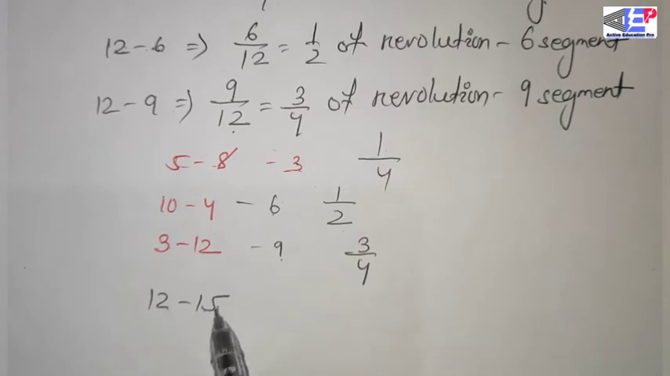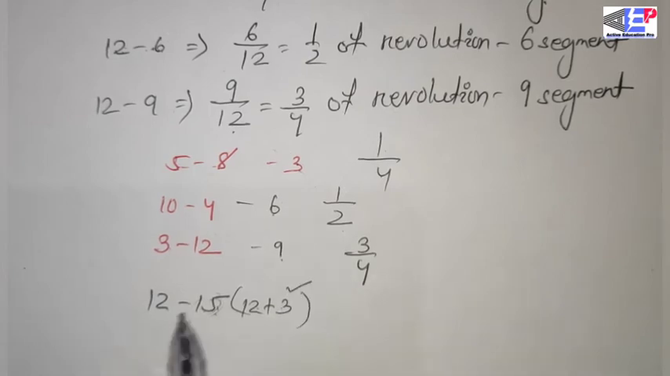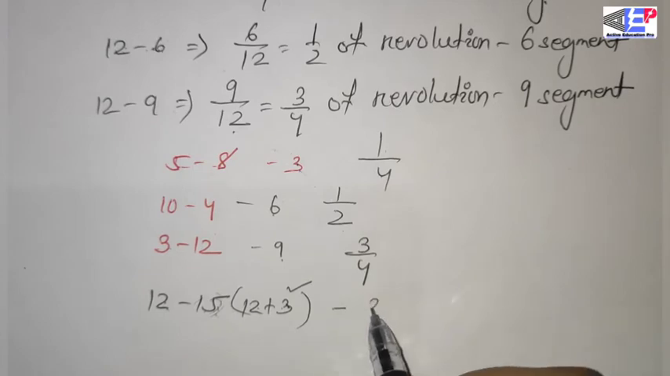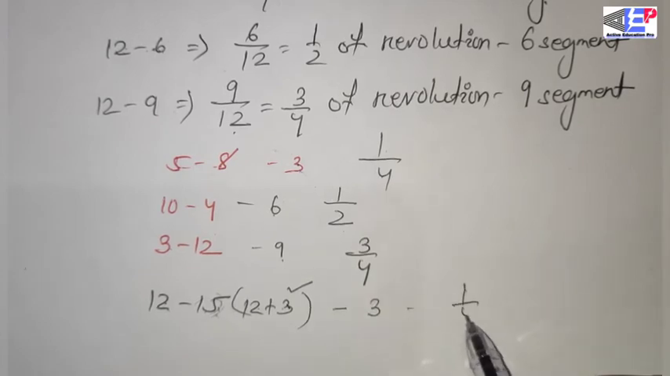So 12 to 15 means this 15 is 12 plus 3, which is equal to 3 o'clock. So it moves 12 o'clock to 3 o'clock. So finally there are 3 equal segments, which is 1 by 4th of the revolution. This is the problem. These are the examples of revolution of a circle, fraction of revolution, or fraction of circle. What amount of revolution does the hour hand move when it moves from 5 to 8, 10 to 4, 3 to 12.